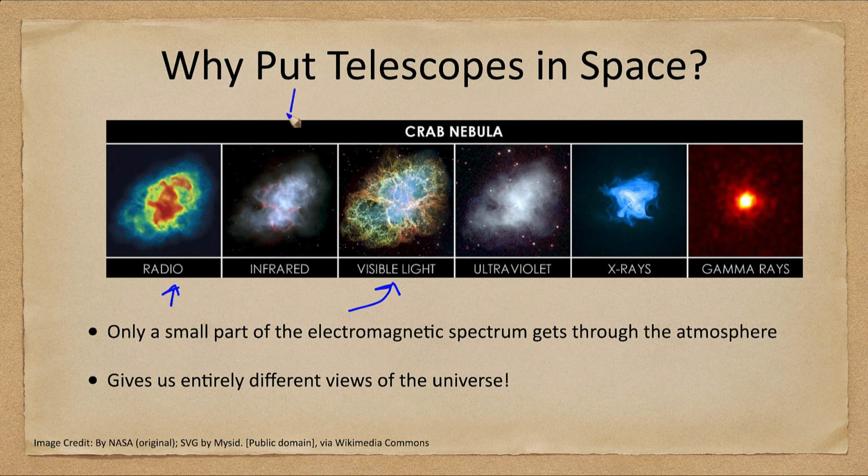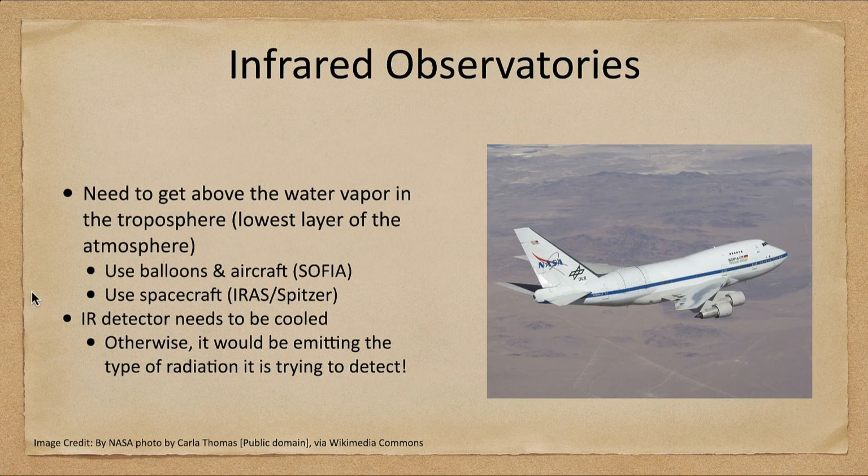However, looking at things in other wavelengths such as infrared, ultraviolet, X-ray, and gamma ray can help give us a complete picture of the object by looking at it in all those different wavelengths. So any one of these does not give us a full picture of what the object is like. So it's not that visible light is bad, it's just incomplete because we're looking at only a tiny portion of the electromagnetic spectrum. So let's first look at some infrared observatories.